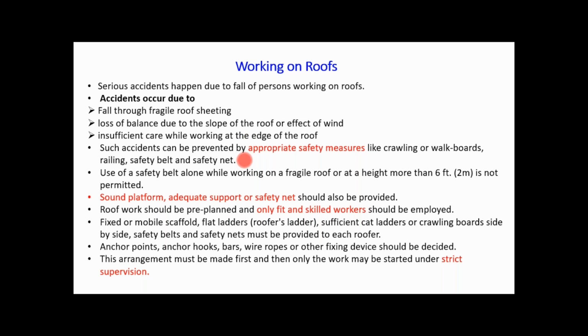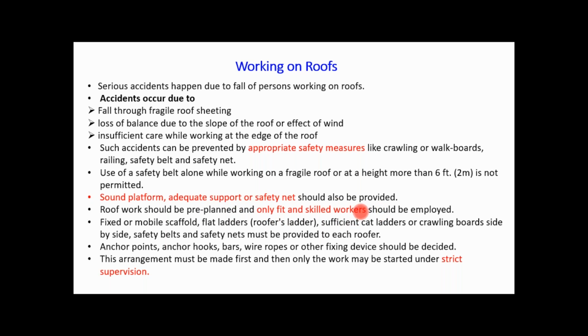So we have to take care of appropriate safety measures like crawling boards, walk boards, railing, safety belts, safety net systems, etc. The basic condition is that when you are going to work on a fragile roof at a height of more than 6 feet, you are not going to permit it on a routine basis. You have to go for the work permit system when working at more than 2 meters or 6 feet. A sound platform, adequate support or safety net should be provided. The roof work should be pre-planned and only fit, skilled workers should be employed.